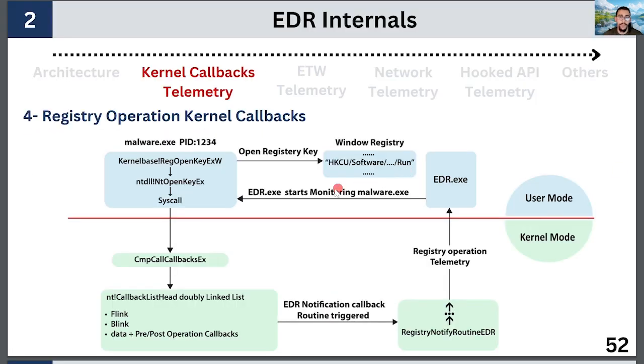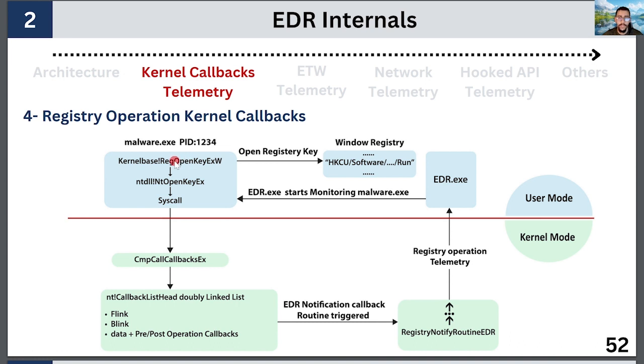This diagram illustrates the execution flow of a registry operation event that triggers a kernel callback, leading to endpoint detection and response telemetry collection. A process, malware.exe with PID 1234, initiates an operation to open or modify a registry key for potential persistence or maybe configuration changes. The registry operation flow follows these steps.